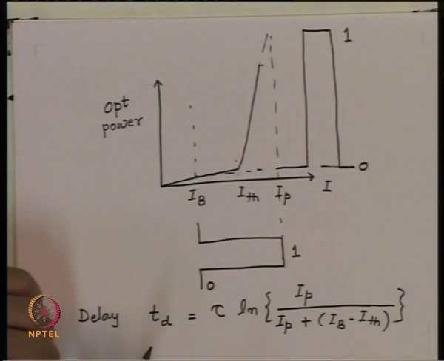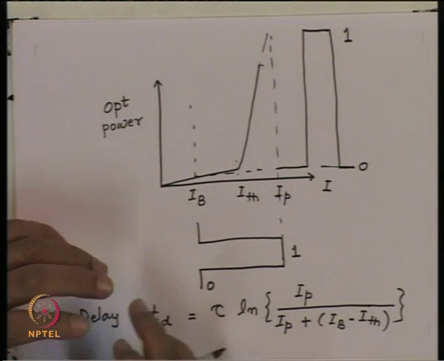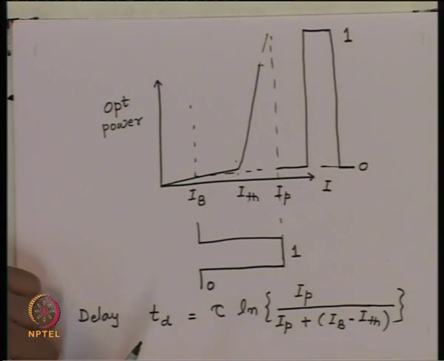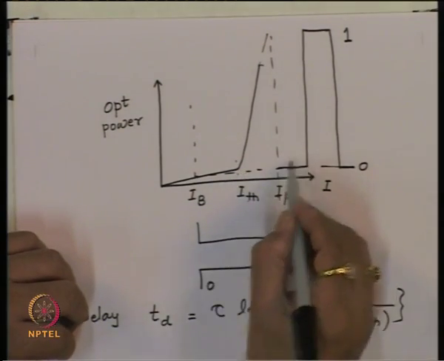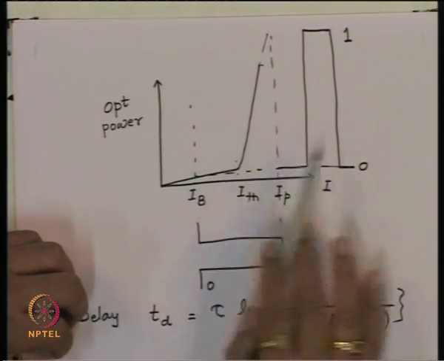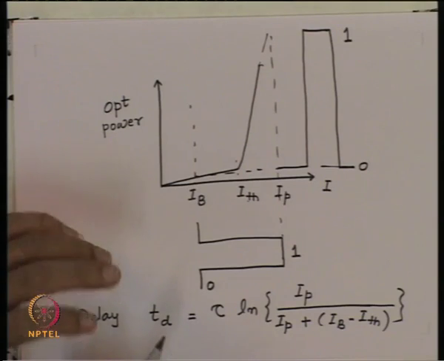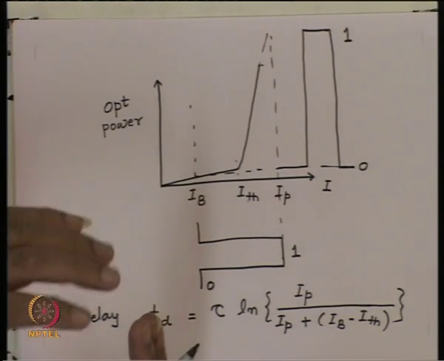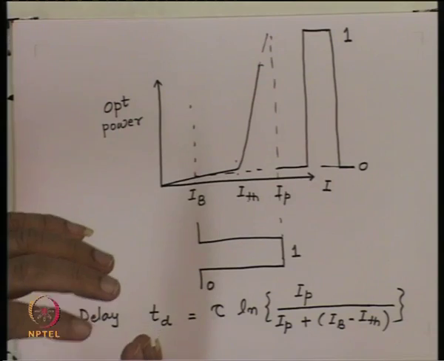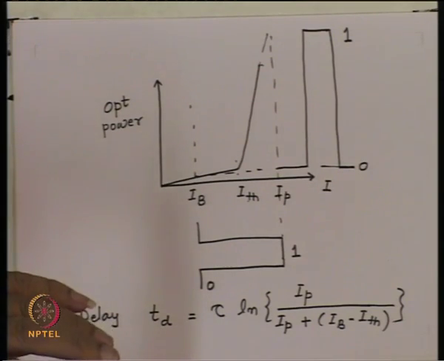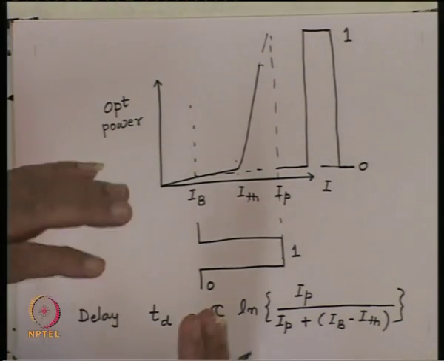So, what that means is that if you want to have the delay very, very small, either we should track the threshold current, so keep changing the biasing current so that the difference between threshold current and biasing current is small, or make the threshold current stable, so that once it is biased at that point, this difference IB minus ITH is negligibly small.